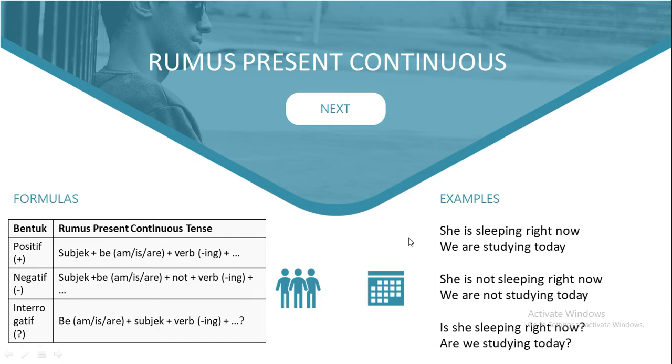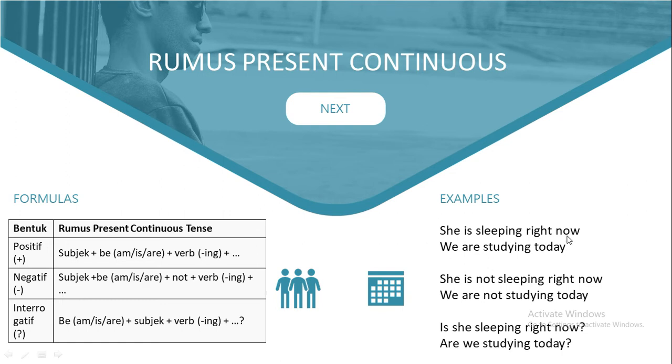The first example for the positive form: she is sleeping right now. We are studying today. Or if you want to deny something: she is not sleeping right now. We are not studying today. Or if you want to ask a question: is she sleeping right now? Are we studying today?